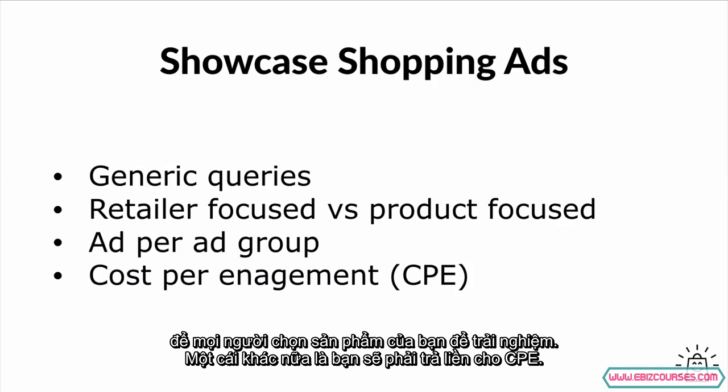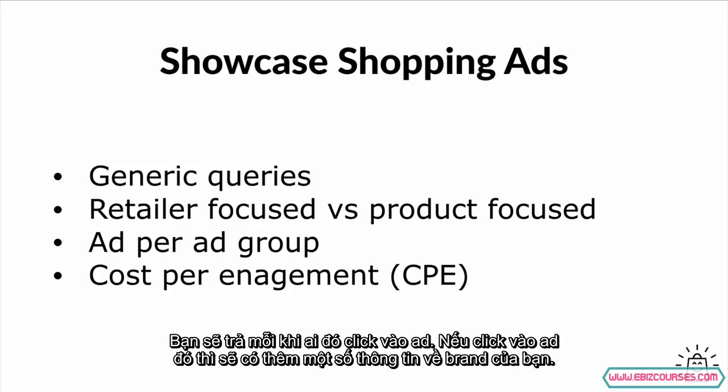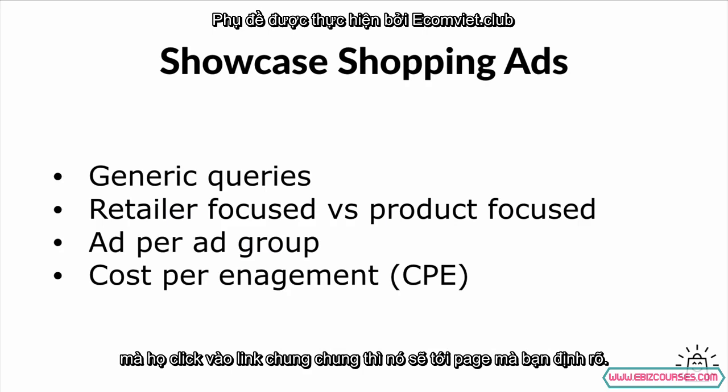And that will increase the relevance and the chances of people actually choosing to explore your offer. And different to the shopping ads, here you will pay for a cost per engagement. So an engagement is basically any interaction with your ad. So in shopping ads, you just pay for the people that click and come to your website. Here you pay anytime somebody clicks on the ad. So if you click on one of those ads, it will expand, show a little bit more information about your brand, some links to your brand, to your website, and a lot of different products. So if people click on the individual products, that will actually take them to the products. But if they click on the actual general links, that will just go to the page that you specify.